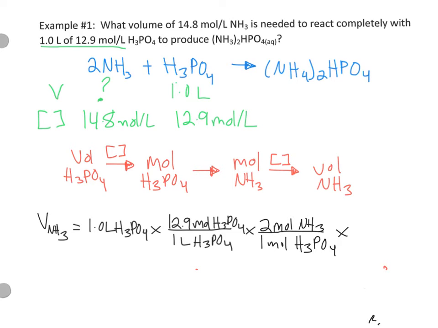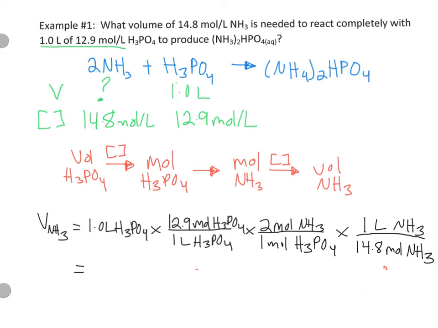So if you stop now, you've calculated the number of moles of NH3, but the question is asking us for the volume of NH3. Because you have the concentration, you can easily calculate that. The concentration is 14.8 mole per liter. So we have moles right here. To get rid of that, we're going to put moles on the bottom: 14.8 moles, and that's in 1 liter of NH3.